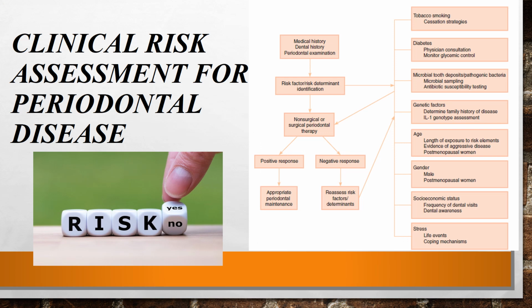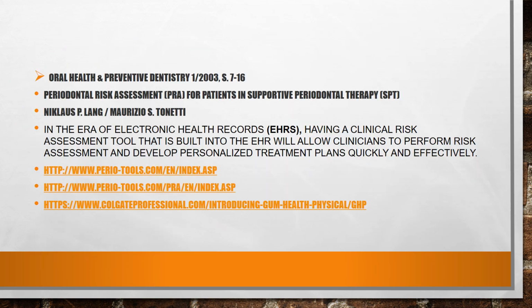Coming to the clinical risk assessment for periodontal disease, we evaluate the risk at various aspects. We have come across the medical history and dental history, and we evaluate risk factors such as tobacco smoking and diabetes before going to the treatment area. If there is a positive response to the therapy, appropriate periodontal maintenance is needed. If there is a negative response, we need to evaluate the risk once more. That is what we have given here for each category.